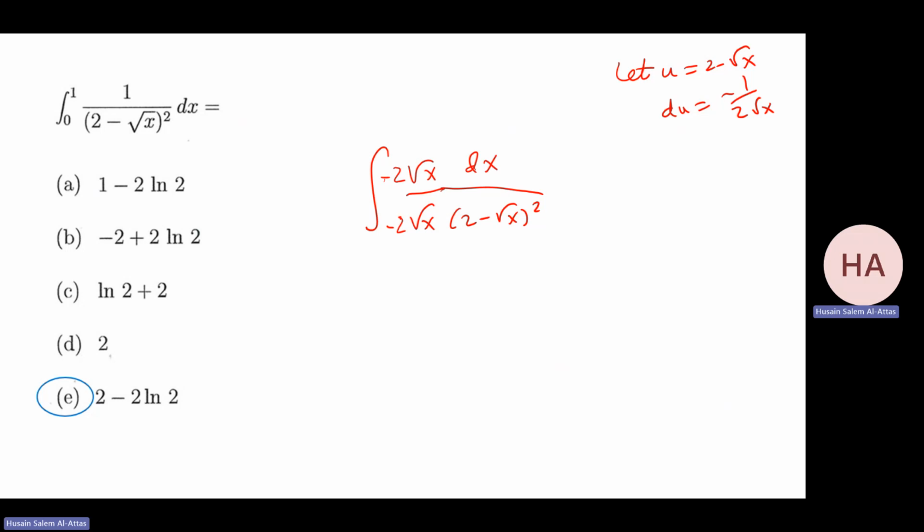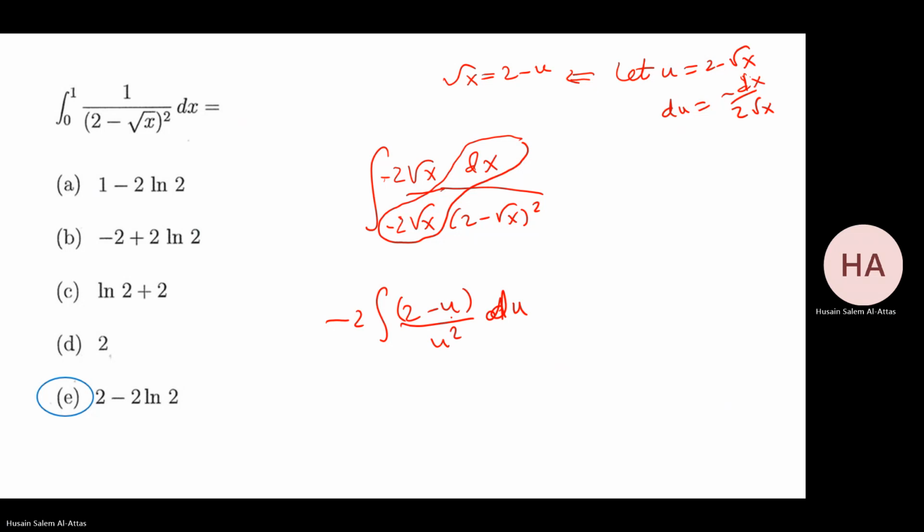Okay, note if u equals 2 minus square root of x, that means square root of x is 2 minus u. So this one, don't forget the dx. This will be du. So I have minus 2 outside, square root of x, which is 2 minus u, over u squared du. Hopefully it's very clear. Minus 2, I have what? 2u is minus 2, don't forget the integral.